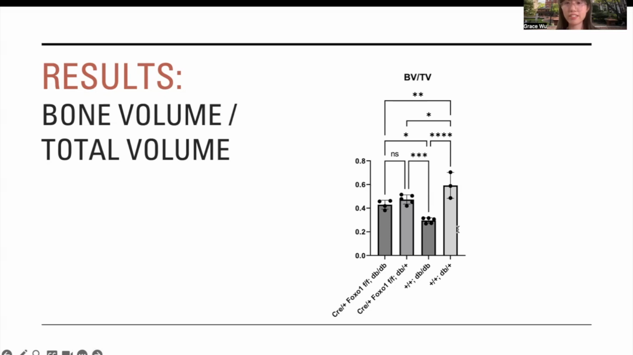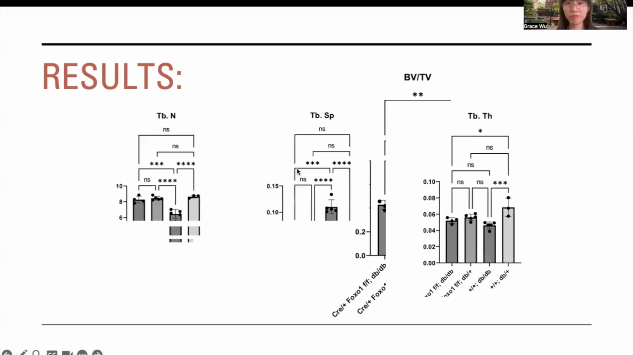This indicates that deletion of FOXO1 in osteoblast progenitors exerts a rescuing effect on trabecular bone volume in a diabetic setting. However, both knockout groups still show lower BV/TV than the wild-type control group, likely due to the variability in the wild-type data. So, additional samples will be collected over the next few months to further investigate this observation.